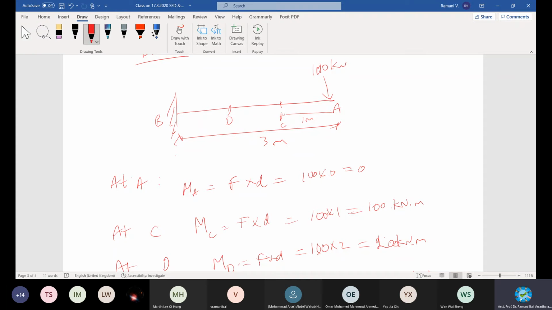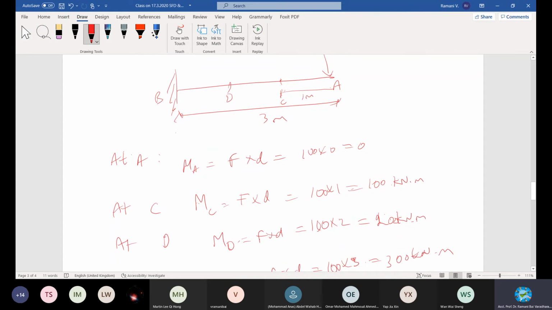For loading, you don't have to worry about. And then for C, at this point C, it is force into distance. Force into distance is about A. This value is taken about A; the axis is about A. When you calculate it, at A is 0. At C, from here to here, force into distance. How much is the distance?